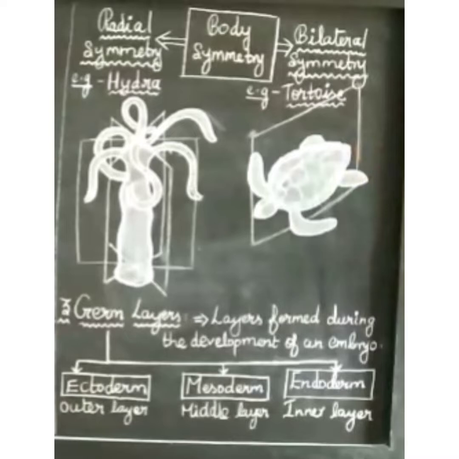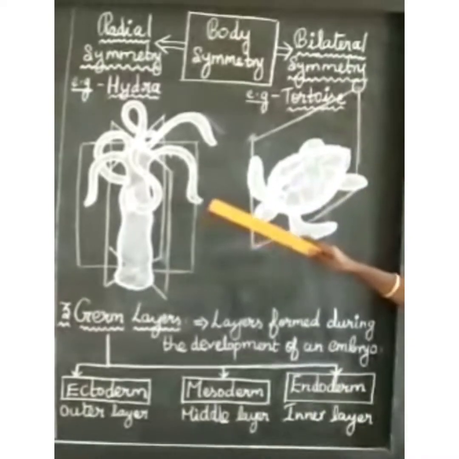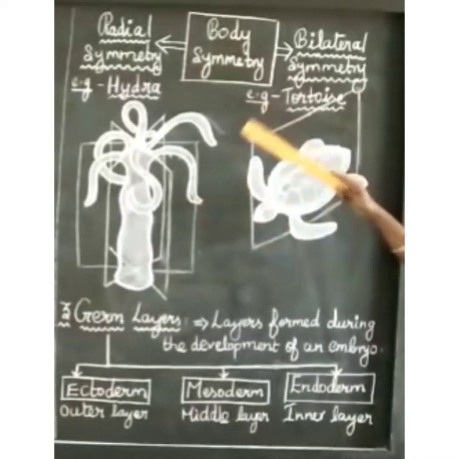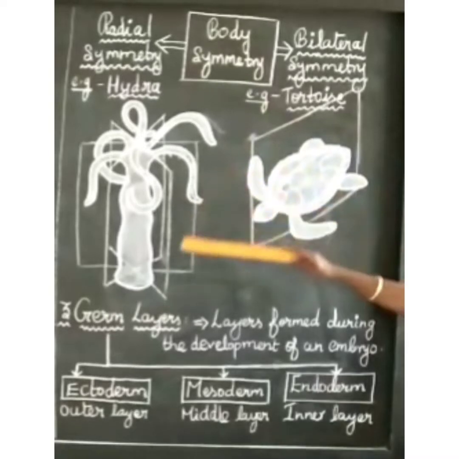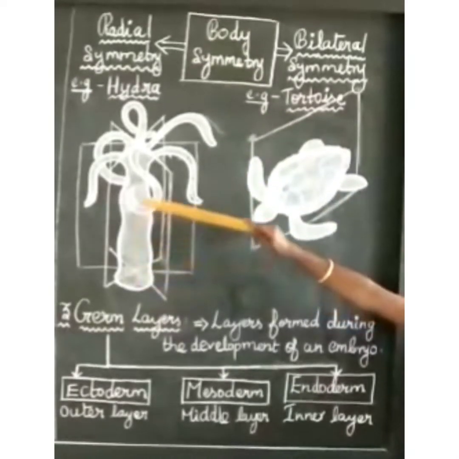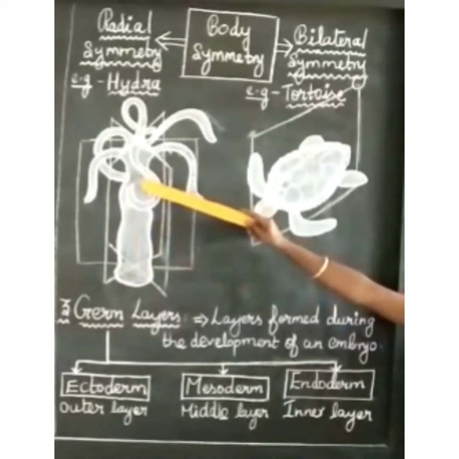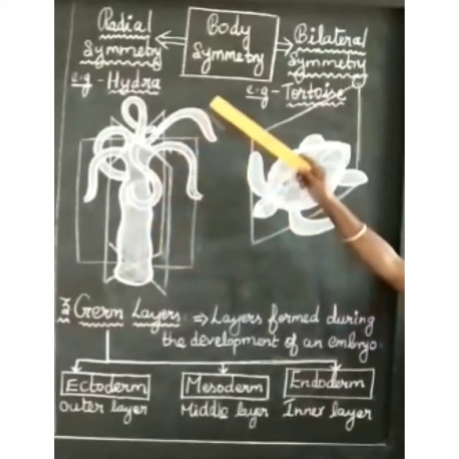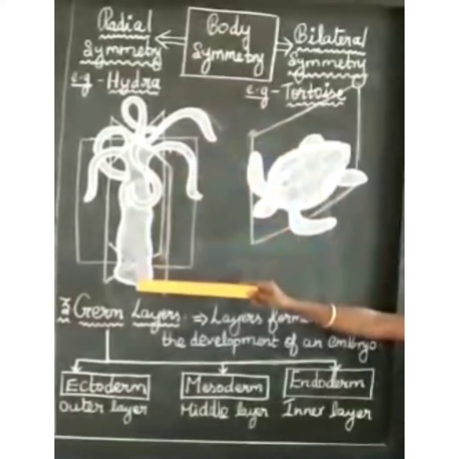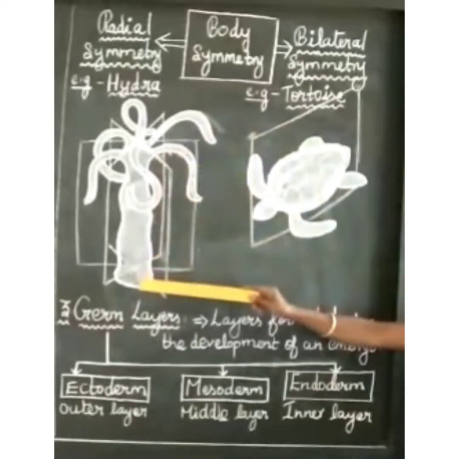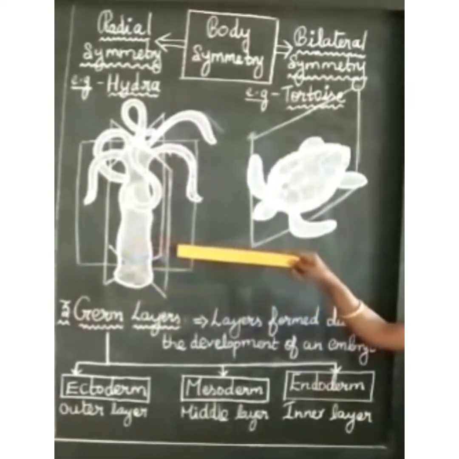Okay, I will explain it with the diagram. Then you will be clear. That is radial symmetry. What happens is, this is the central axis of the body. Now we are cutting the Hydra in a straight line through the central axis. We can get two equal halves.